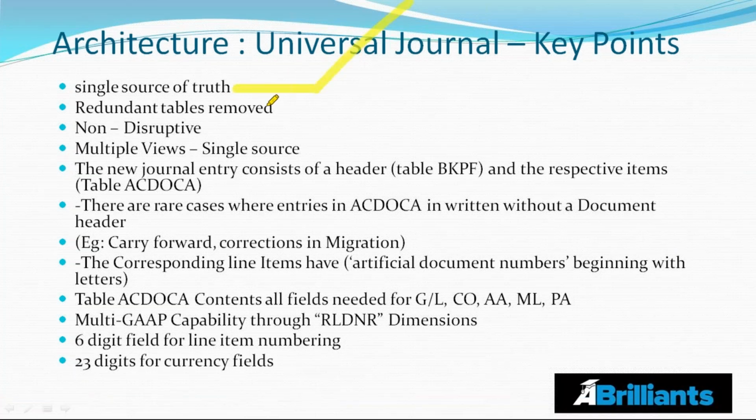There is a single source of truth. Redundant tables have been removed. It is not disruptive, which means that, unlike before, when you had to move from the finance table to the control table to the profit table to the material ledger table, now you have just one journal wherein you key in all your information. From this approach, you have multiple viewpoints from one source, which means that in real time everybody can access not only the financial reports, but can also do system audits, anywhere and at any place.